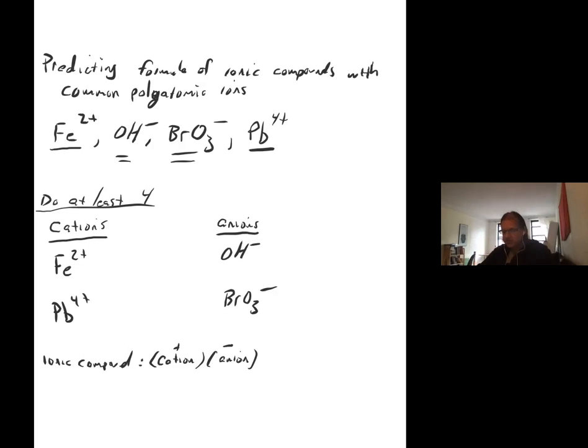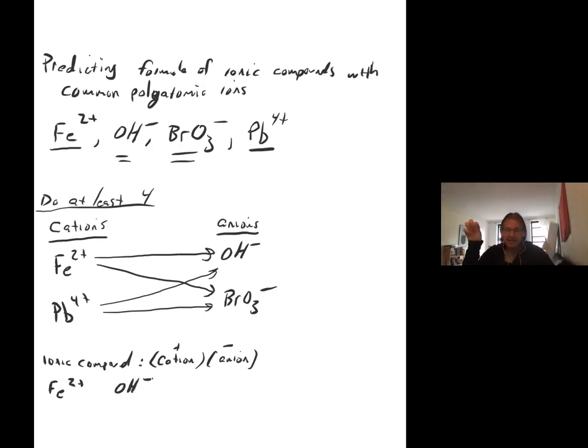So what that means is your iron is going to combine with hydroxide and bromate, but it cannot form anything with lead. Same thing, the lead can go with the hydroxide and the lead can go with the bromate, but it can't go with the iron, okay? Same thing, hydroxide can't go with bromate. So let's do the iron one first. So iron is +2. Hydroxide is -1. So to get -2, you got to have 2 hydroxides.